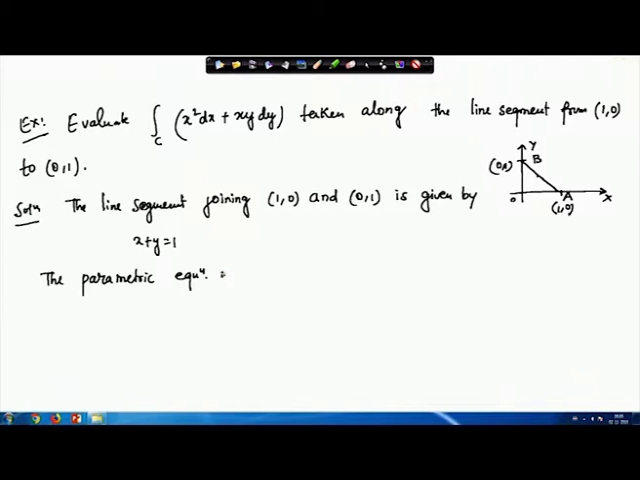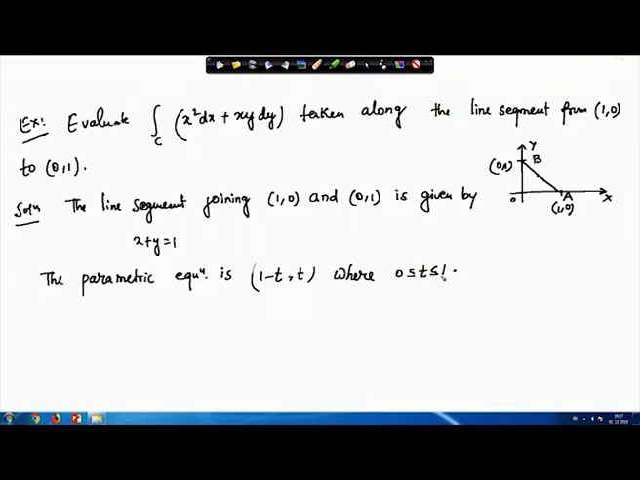The parametric equation is, let's say, y when x is t. So when x is t, then y will be 1 minus t, where 0 is less than or equal to t. It would be better, from the calculation point of view, if we take y equals t, then x is 1 minus t, where 0 is less than or equal to t less than or equal to 1.